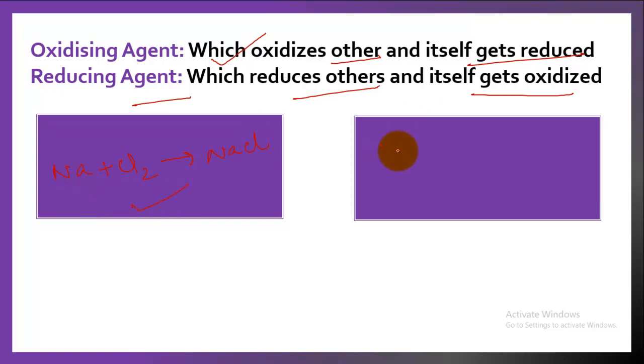Let's take another example. Let's say if I have Mg plus O2 forming MgO. So in this case, we know that Mg is metal. It is 2 positive and oxygen is 2 negative. So Mg has lost its 2 electrons. So that means it is getting oxidized. And oxygen has gained electron. So that means it is getting reduced.